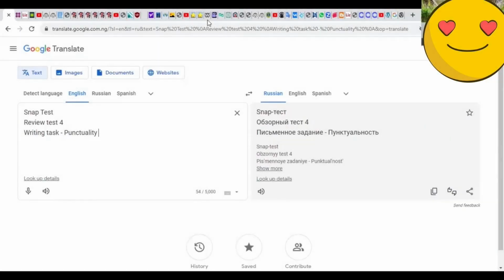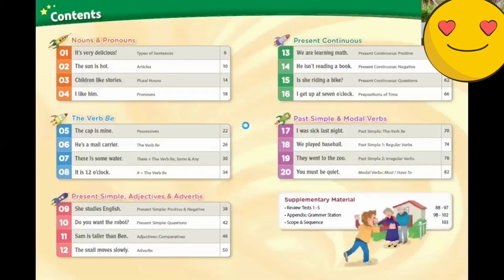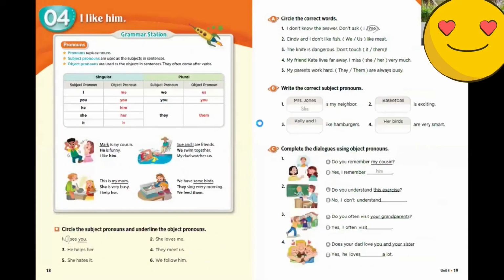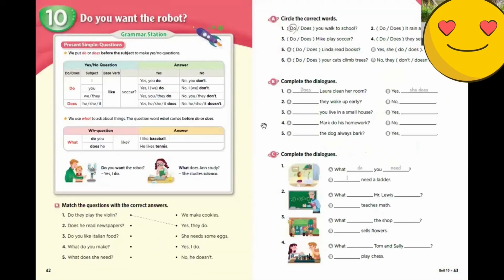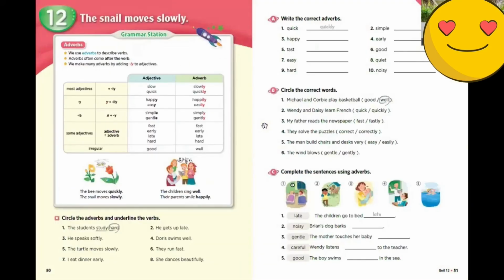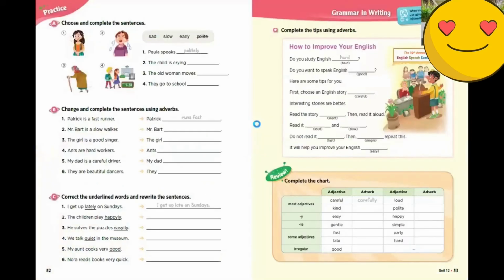Let's go to the first part of your test. Okay, so we've worked very hard, I should say. All right, so the task began from lesson 13.